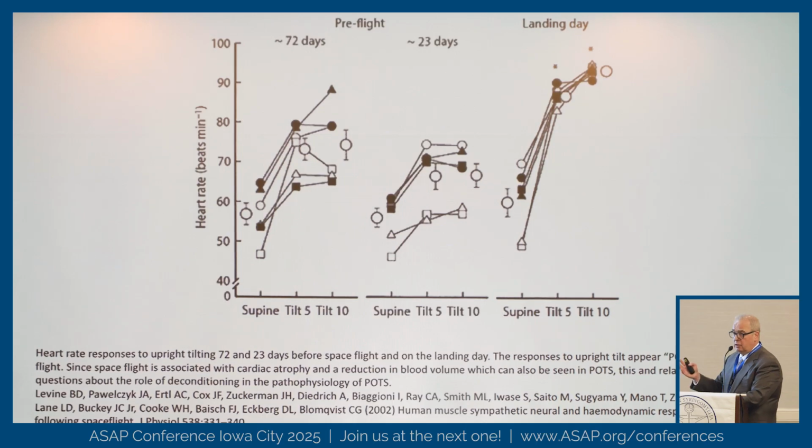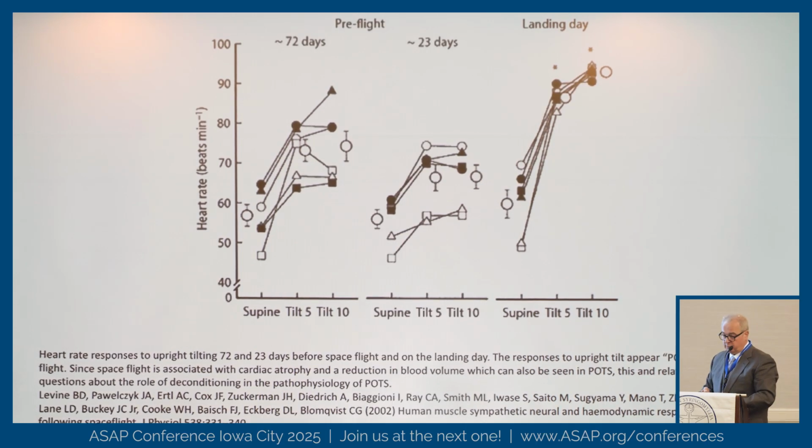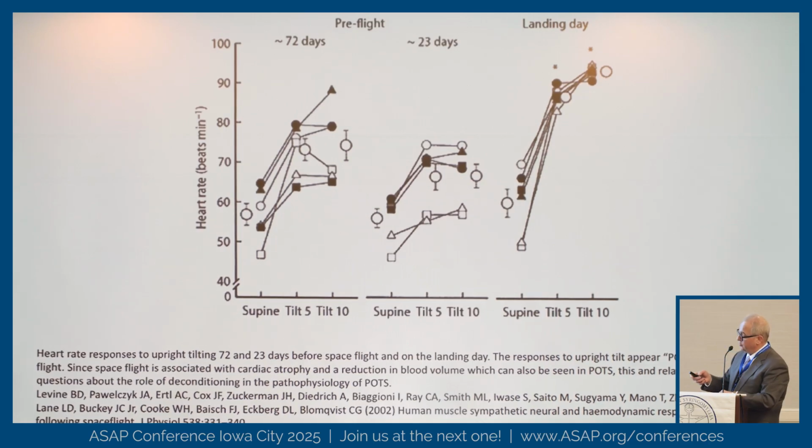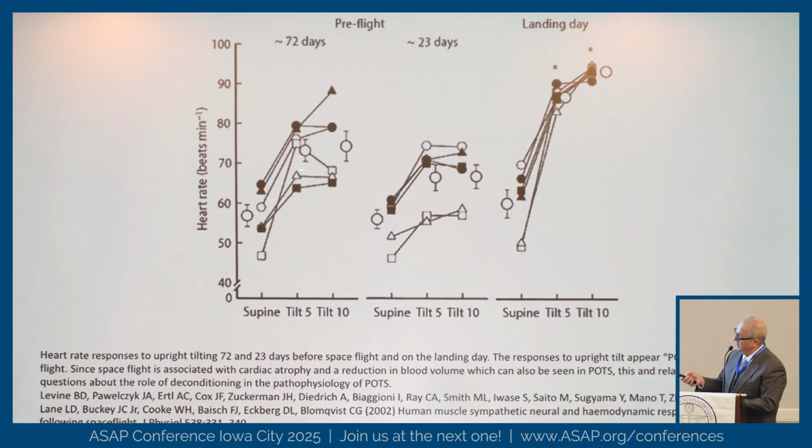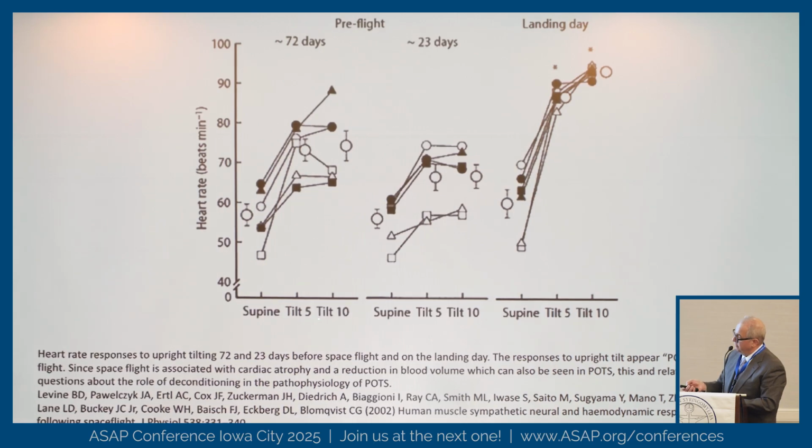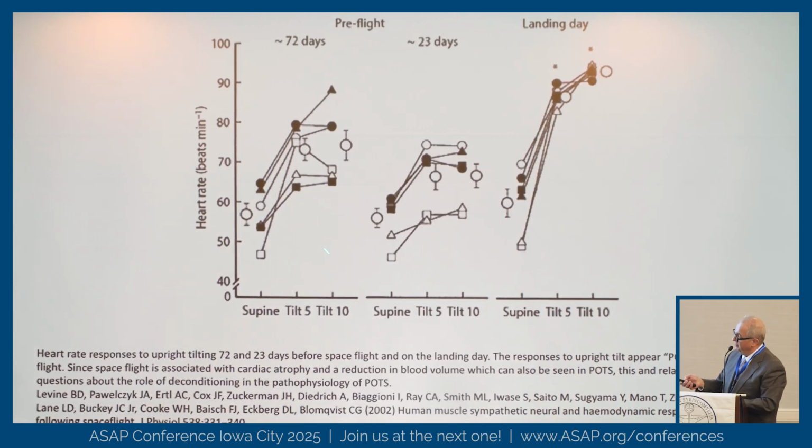Well, Benjamin Levine, who is a cardiologist at the University of Texas affiliated with the space program, they looked at astronauts. And what they did is they evaluated the heart rate of the astronauts basically about 72 days before the flight, about 23 days before the flight, and then they came back and they examined them at landing day. And as you see, 72 days before the flight, lots of these are healthy people, right? They are going to the space program.